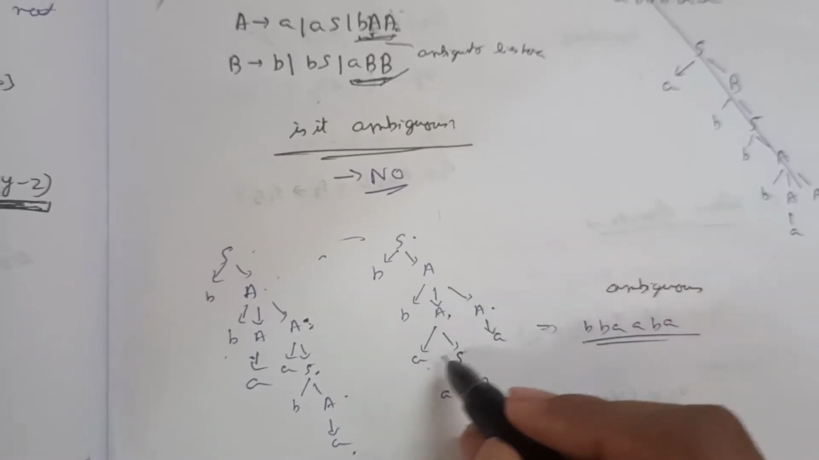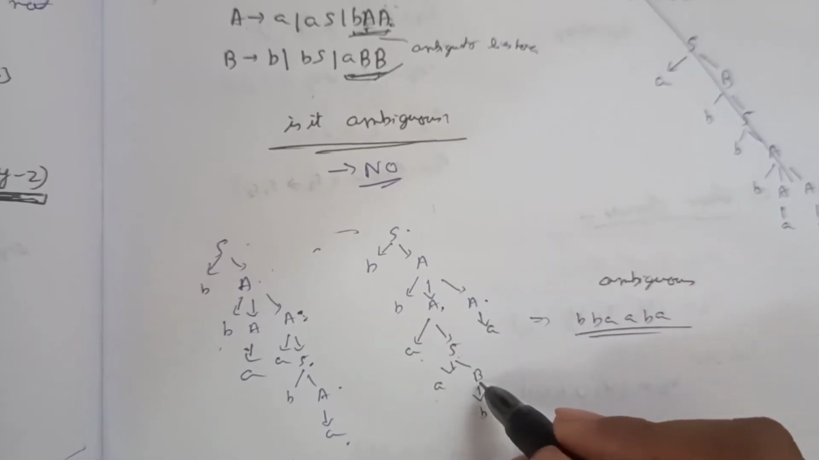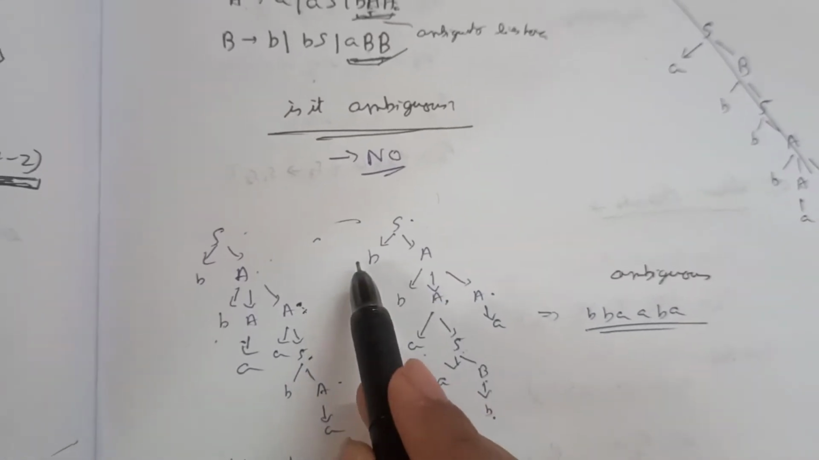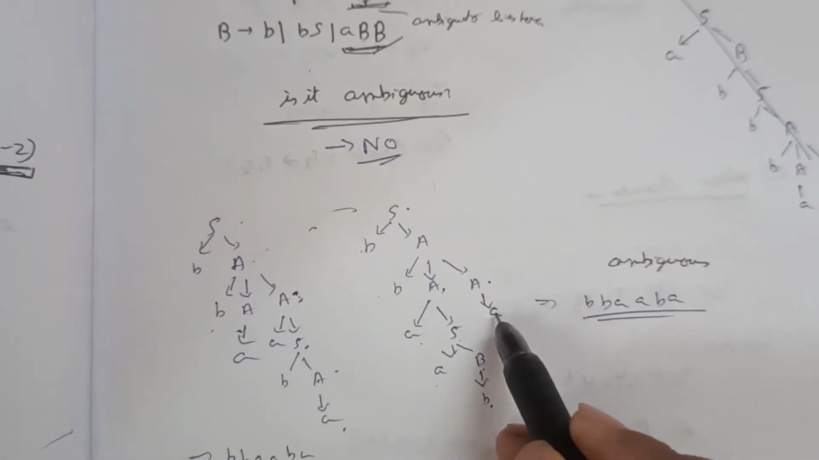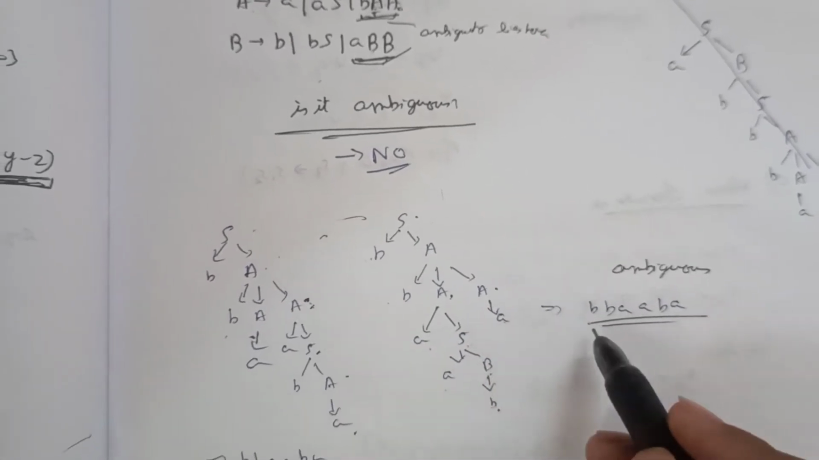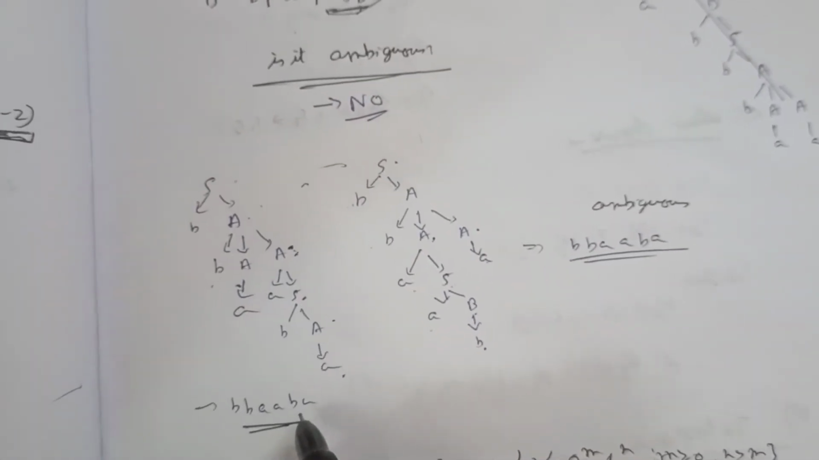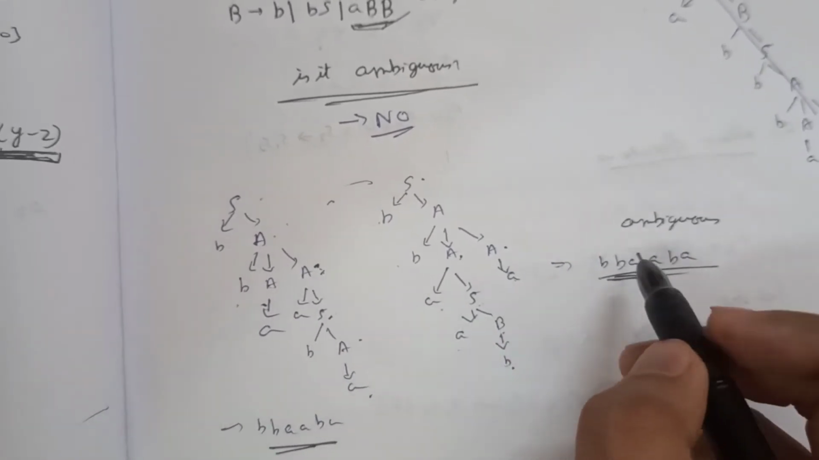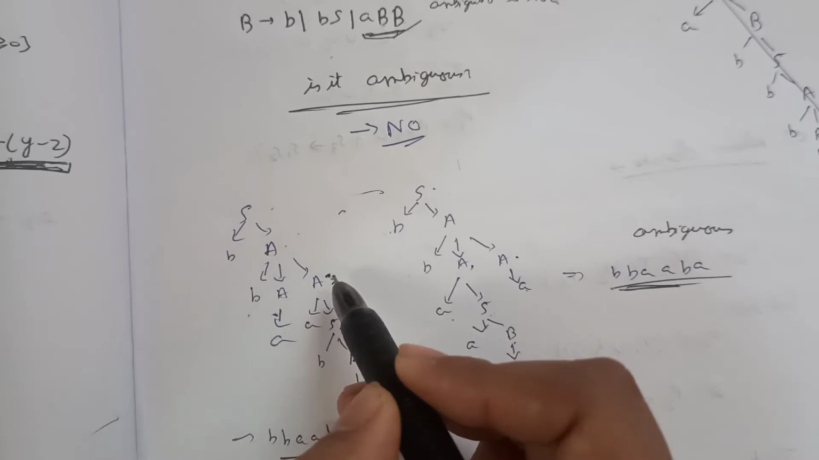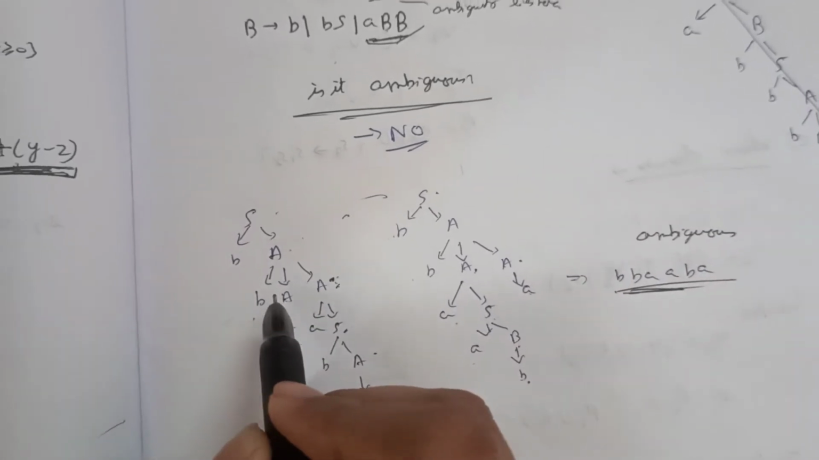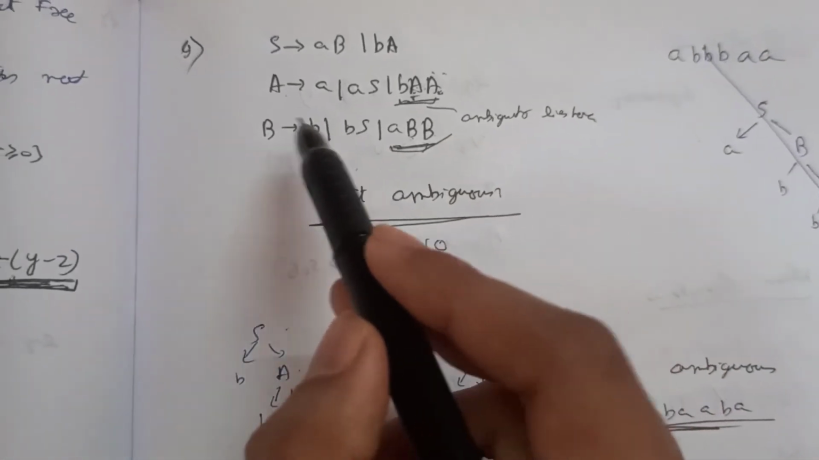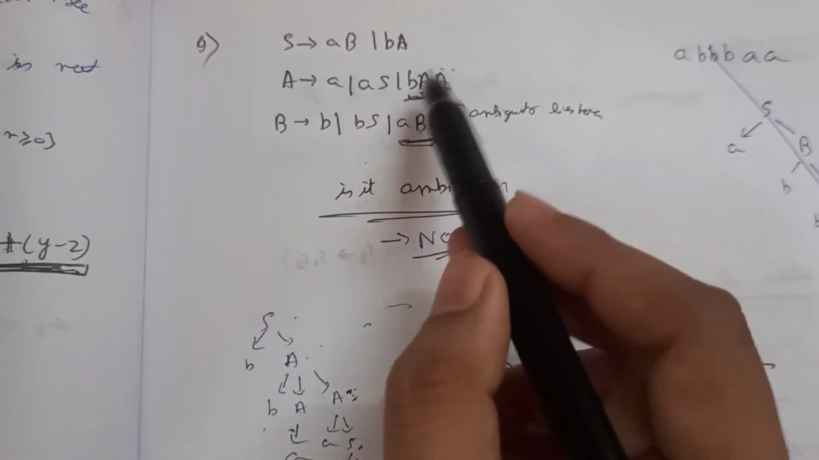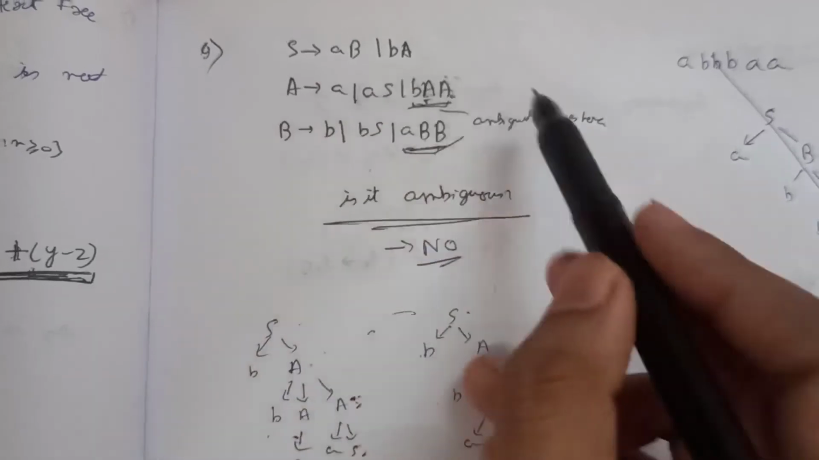So again this A becomes AS and this S becomes BA, and from that this B becomes b. Okay, so again this is becoming BBAABA, BBAABA, the similar string we have got here. So these two strings are similar but the trees are different. Here we are expanding this A, here we are expanding this A. So if there is a production rule with such similar type of variables in a single production rule, then this type of thing generally causes ambiguity.